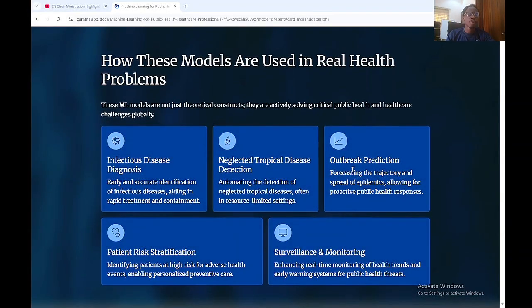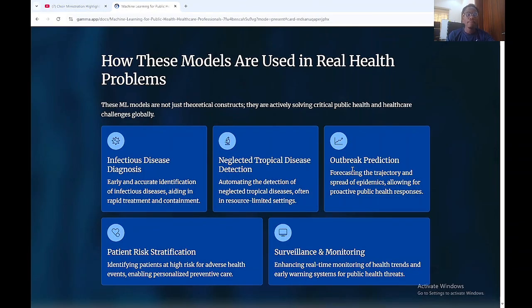Now, it will be very imperative for us to understand how these models are used in real health problems, because whenever we look at machine learning models, they are not just theoretical constructs. It's quite important for you to know that they are actively solving critical public health and healthcare challenges. Some of the areas where we use these machine learning models in public health are, particularly, infectious disease diagnosis.